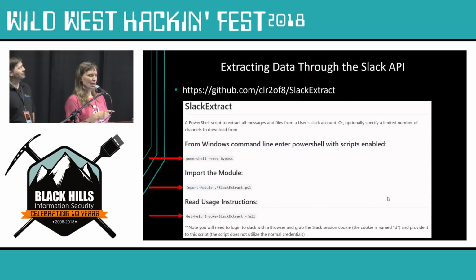So at that GitHub URL, that's my GitHub, CLR208/Slack extract, you can find this script which you can use. And the README has just these 3 simple instructions. To use the script, you start up PowerShell with that command, you import the module, and then to learn how to use it, you can just say get help for the script, and it lists out all the options and examples of how to use it. But we'll talk about that here too.